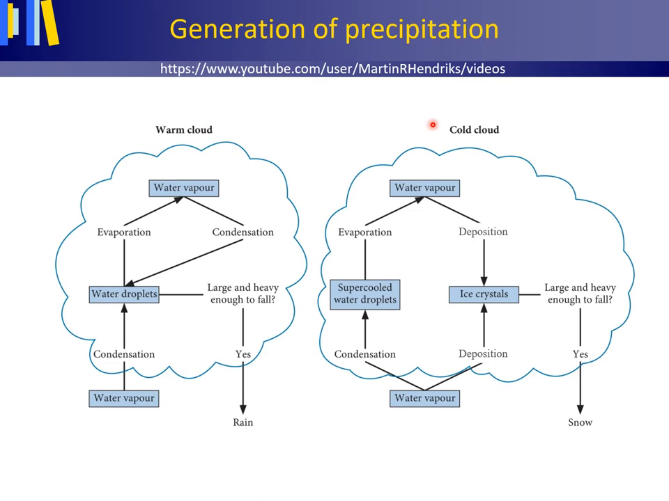Cold clouds, clouds with temperatures below freezing point, contain both ice crystals and supercooled water droplets. Supercooled water is liquid water that is chilled below its freezing point without it becoming solid. As with condensation, the processes of freezing and deposition also need nuclei in order to get started. As freezing nuclei, the term includes deposition, ice crystals themselves are very efficient in attracting water vapor.